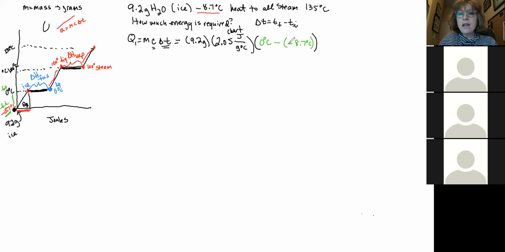Okay, so now we're just going to subtract these out. So 0 minus a negative is positive 8.7 degrees Celsius. We're going to cancel out our units. Grams in the numerator, grams in the denominator. The only unit that didn't cancel was joule. And let me pull out my calculator over here. Just multiply it through. 9.2, oh, it's not divided. Okay, 9.2 times 2.05 times 8.7. Double check my math. I got 164.08. Is that what you got?